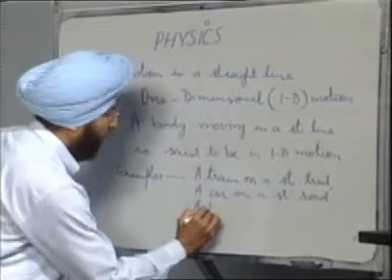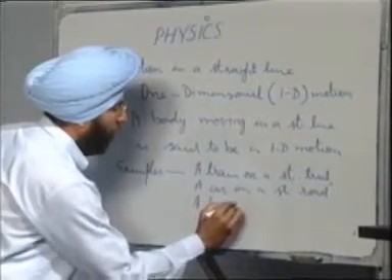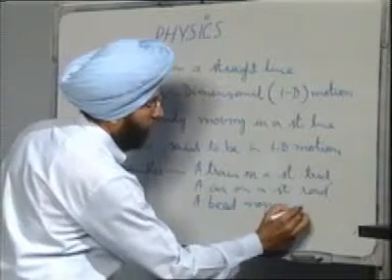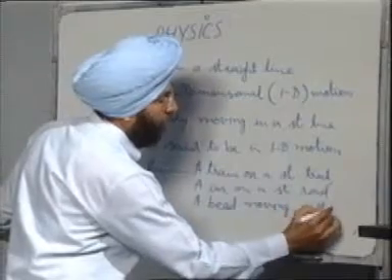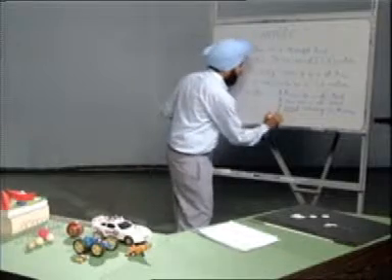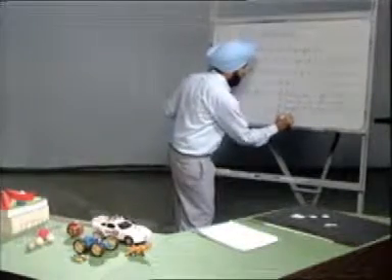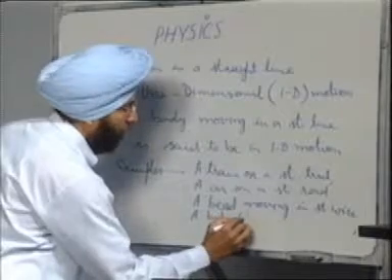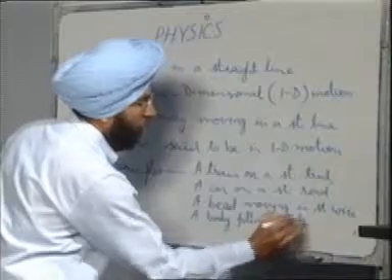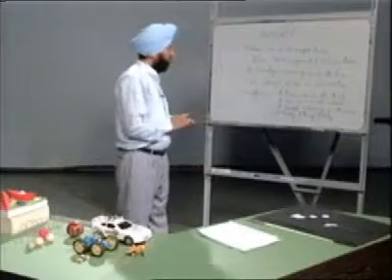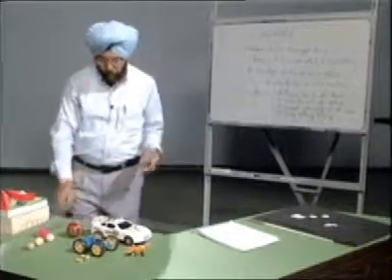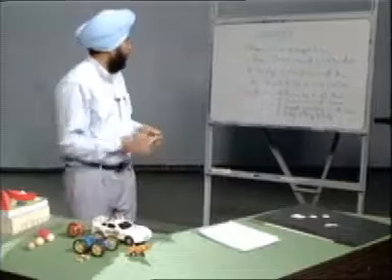a bead moving in a straight wire, a body falling freely. These are some examples of one-dimensional motion. We have here some examples of this motion.